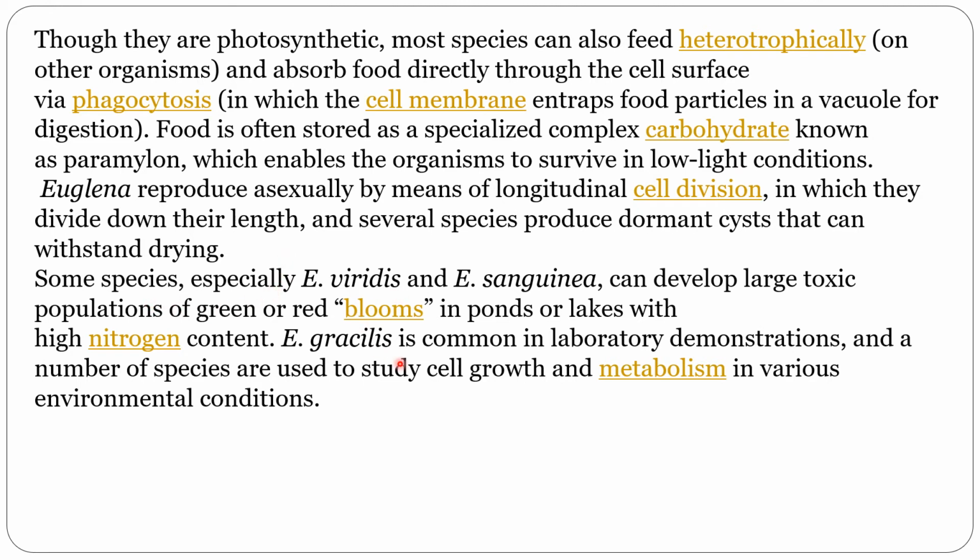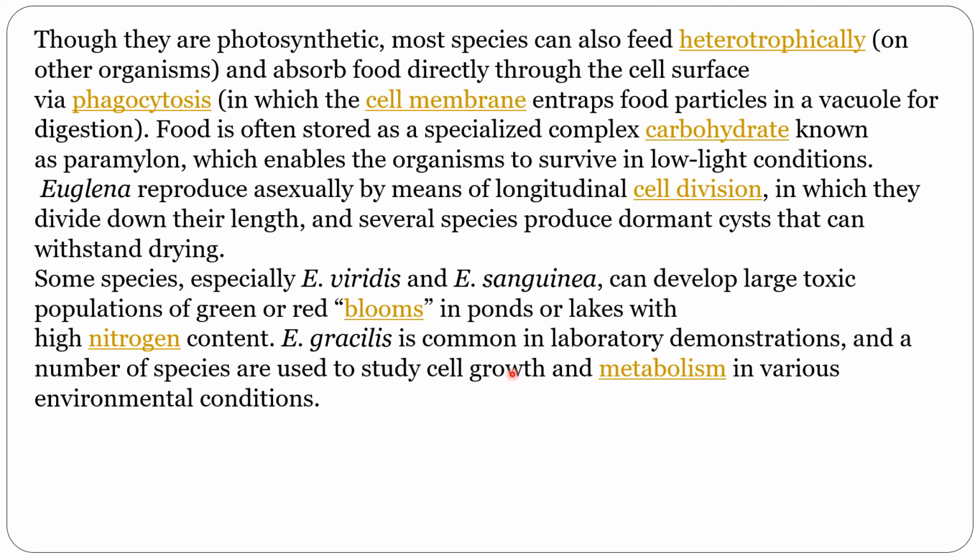Some species, especially Euglena viridis and Euglena sanguinea, can develop large toxic populations of green or red blooms in ponds or lakes with high nitrogen content. I think you might have noticed, or you have often seen in a pond or lake, sometimes a red or green layering. We often say it is an algal bloom, but this green or red bloom is a toxic large population of these Euglena viridis and Euglena sanguinea species.